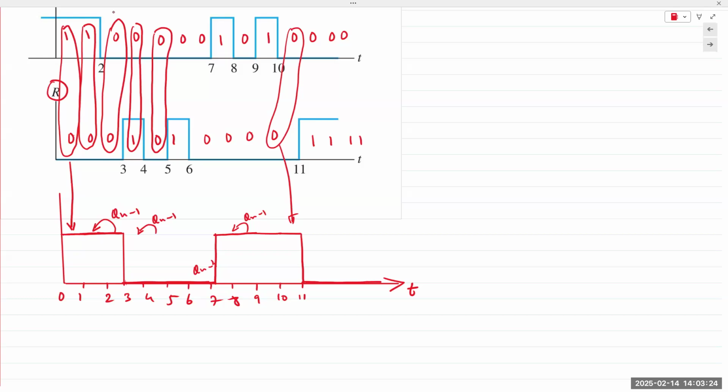Okay. And that's how you would graphically solve for any input. That is known as a timing diagram.